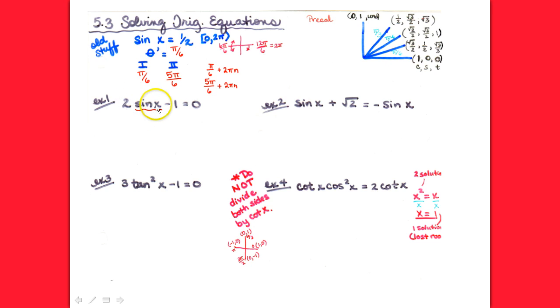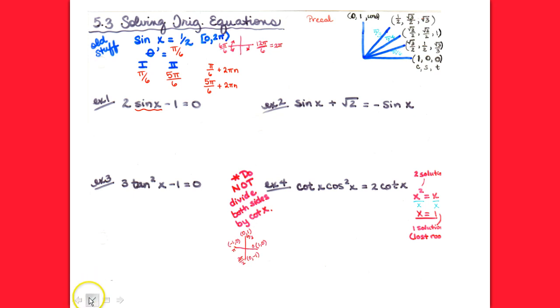If I want to find x in a trig equation, what I want to do is get the trig by itself. I want to get sine, cosine, tangent, secant, cosecant, cotangent, whatever it is. In this case, sine of x. I want to get sine x by itself and everything else on the other side.